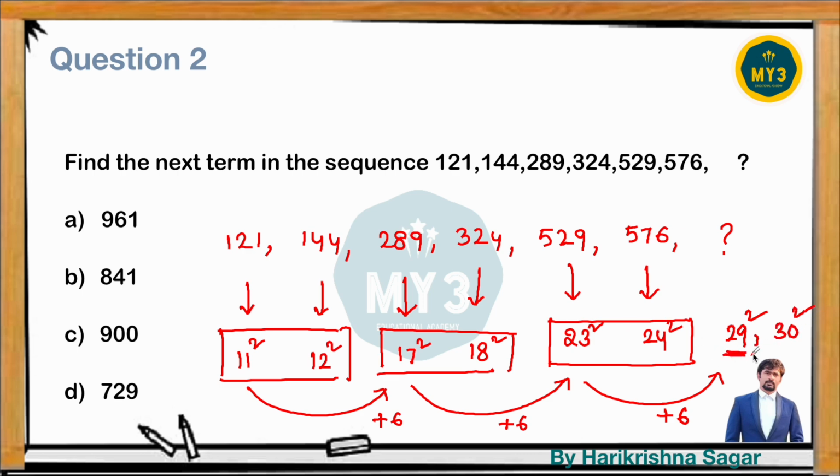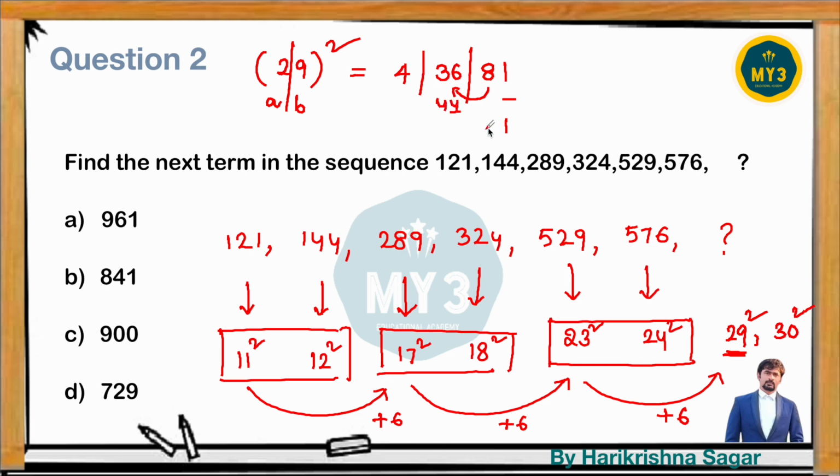And how to find out 29 square? I already told you in the starting of this session. To find out the square of a number, split it as a and b. A square means 2 square, which is 4. 2ab means 2 times 2 into 9, which is equal to 36. 9 square is 81. Take a last digit 1. Send this as carry. 36 plus 8, which is equal to 44. In 44, take a last digit as 4. Send 4 as carry. It is giving a result as 841. So answer must be 841. You can mark it as answer.